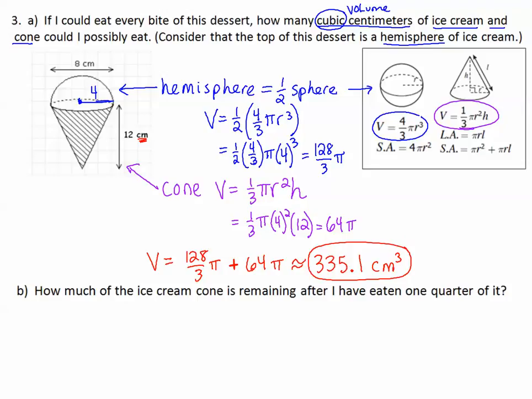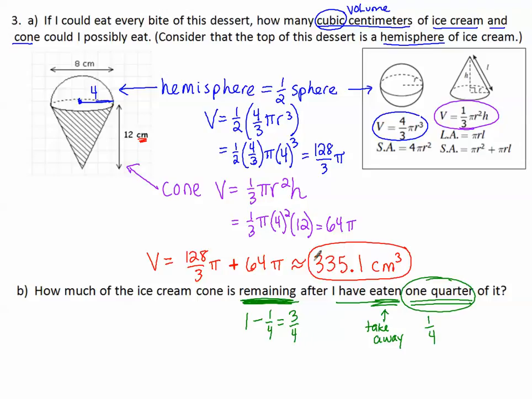Now part B asks, how much of the ice cream cone is remaining after I have eaten 1/4 of it? 1/4. That means 1/4 of the ice cream cone. I want to know how much is left after I've eaten 1/4. So remaining, we often think of subtracting. Well, if I have one ice cream cone and I've eaten, think of take away 1/4. 1 minus 1/4 is 3/4. So 3/4 of the ice cream cone is remaining.